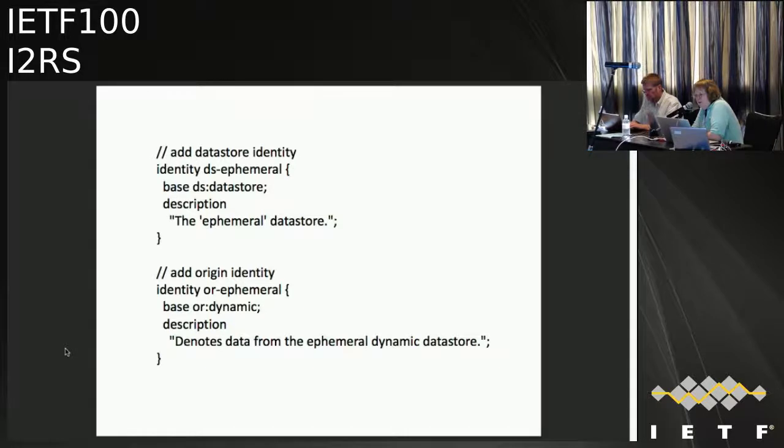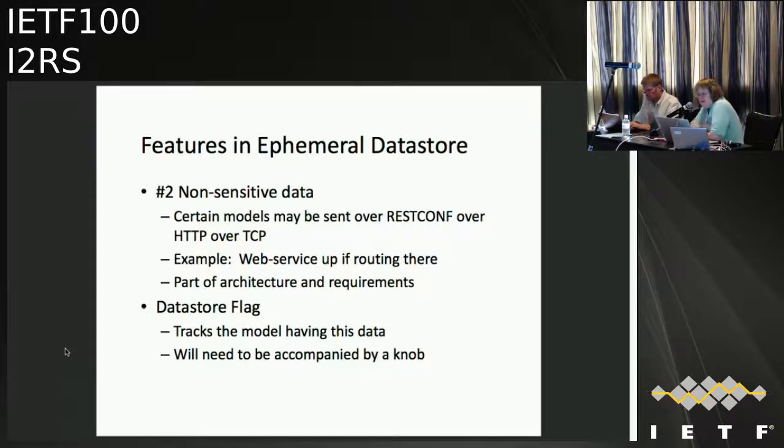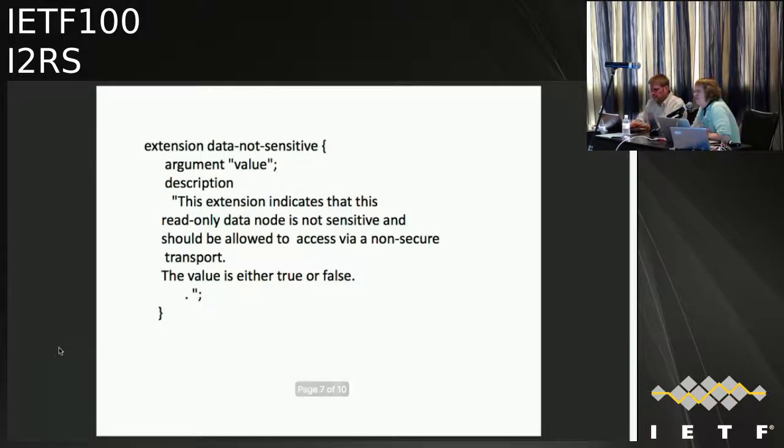And here's the text in the model that would give you the identity to do that. The second is non-sensitive data. Certain models may be sent over RESTCONF over HTTP and TCP. There is a data store flag that says this, and that's again part of our requirements. It's always been recommended that there's a user flag that turns off the capability to do this. The flag in the data store that does this is just a value that says this data is not sensitive. Again, for a portion of the model or for the model, most likely a portion.